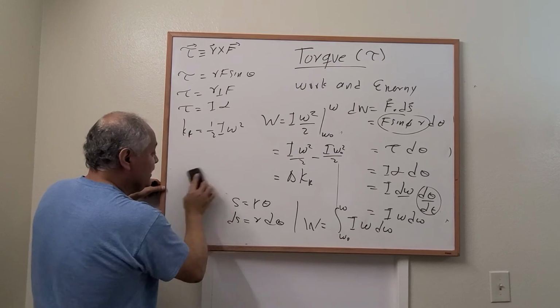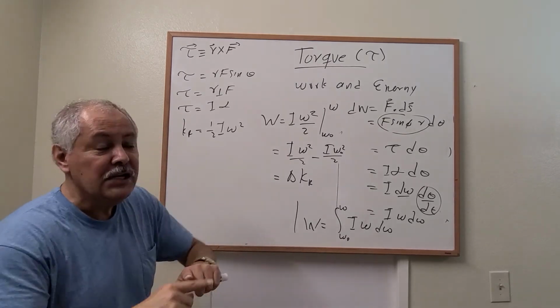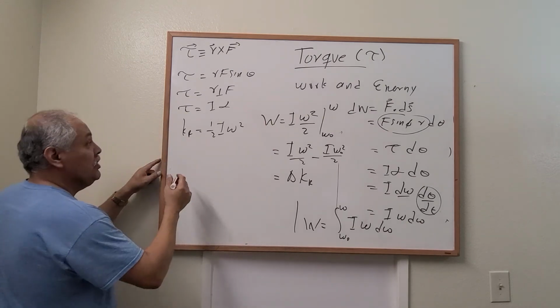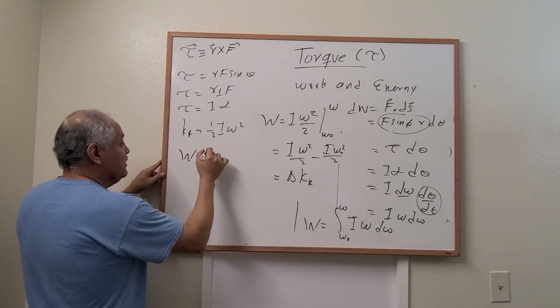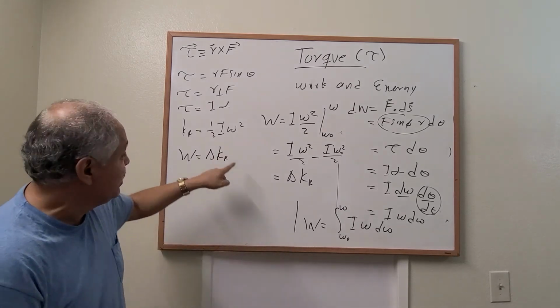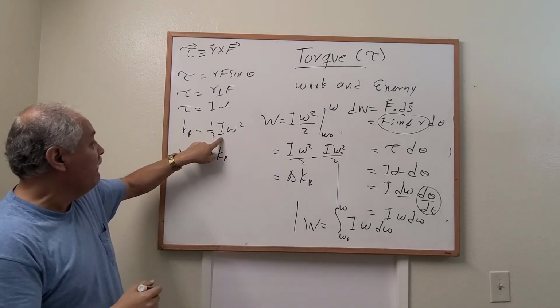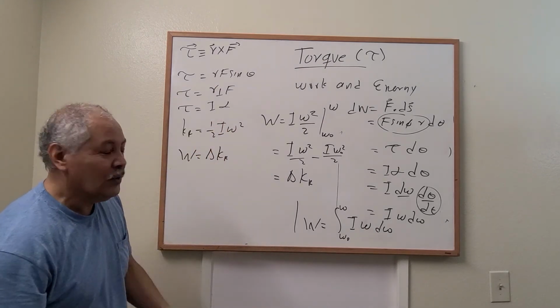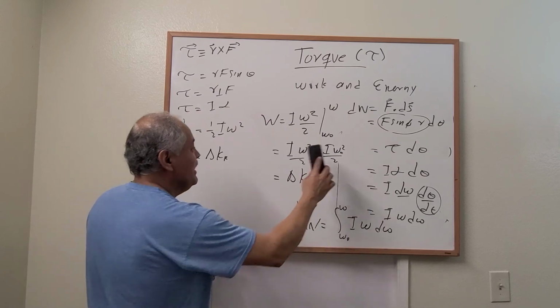So we found that, similarly to the linear motion, in the rotational motion work equals the change in the rotational kinetic energy, where rotational kinetic energy is defined as 1/2 moment of inertia times omega squared. Correct? Okay, perfect.